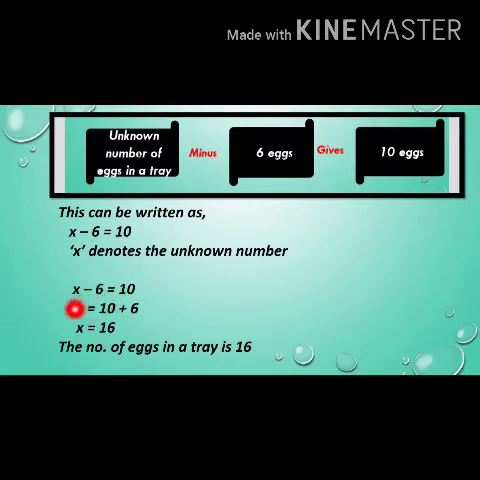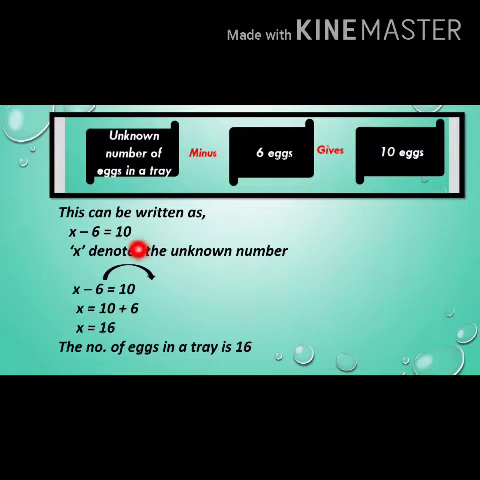To find the unknown value x, the constant value, that is minus 6, goes to the right hand side, which means it will change into plus 6. x equal to 10 plus 6. 10 plus 6 is what? 16. x equal to 16. The number of eggs in the tray is 16.